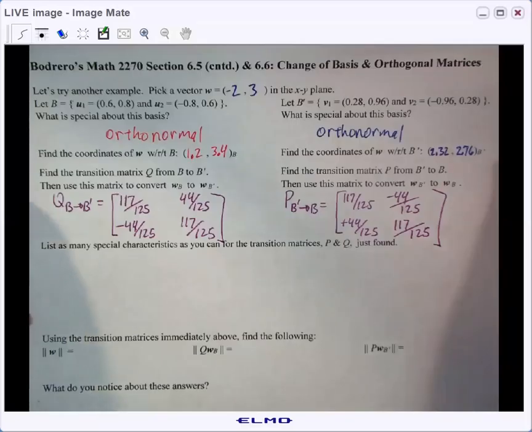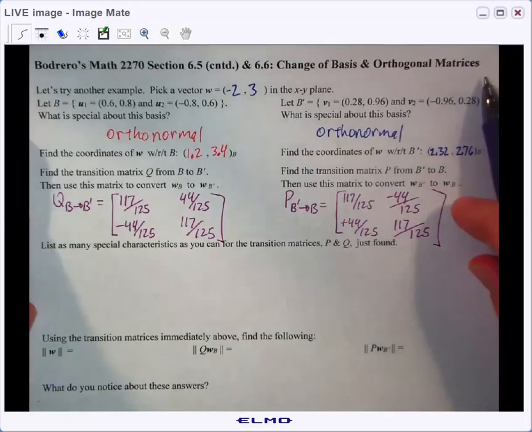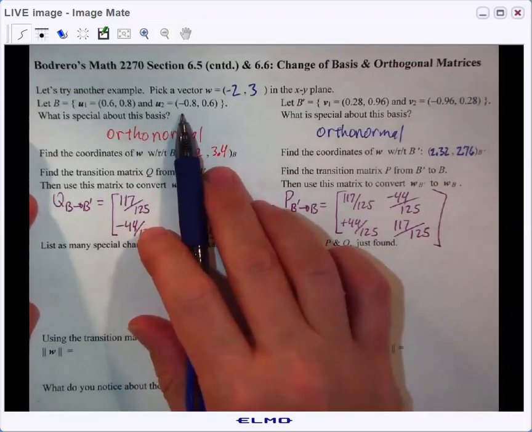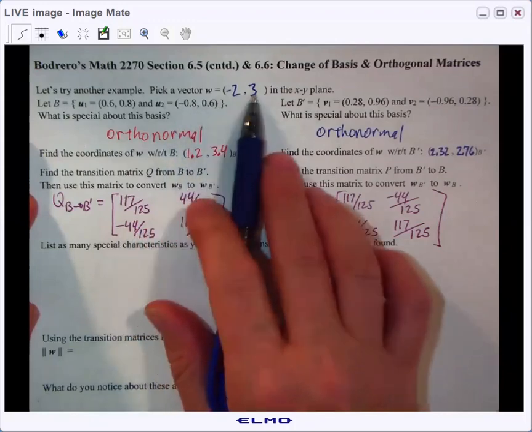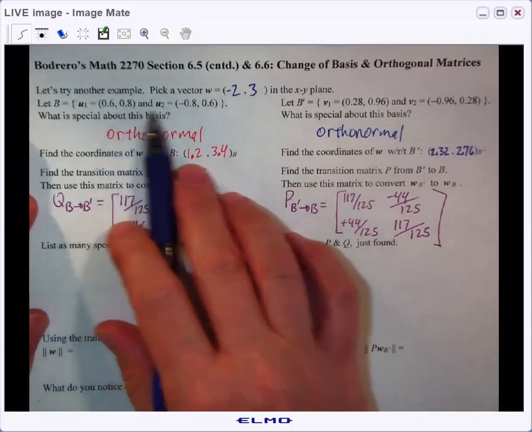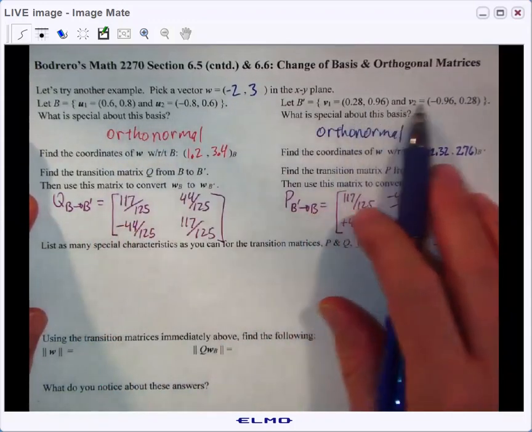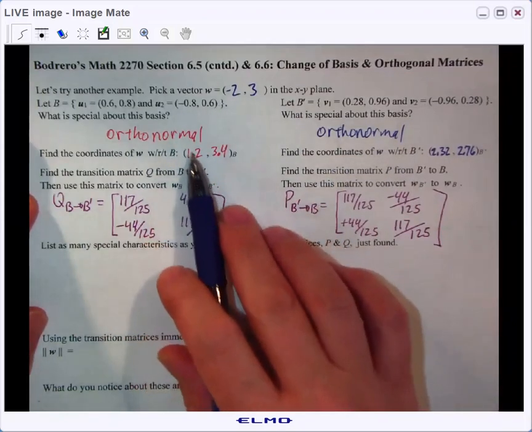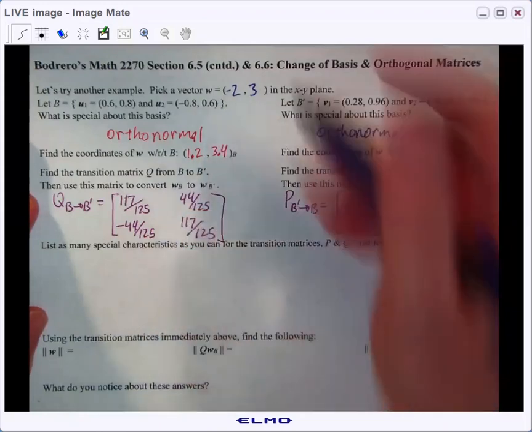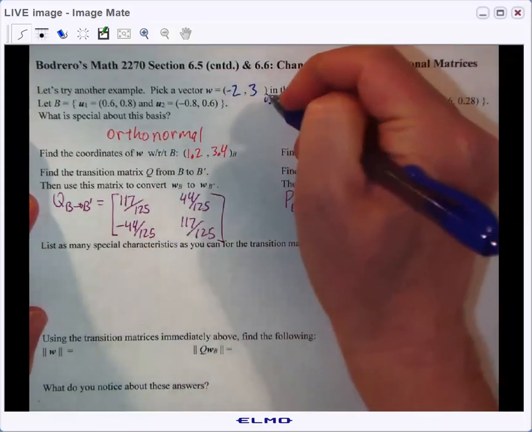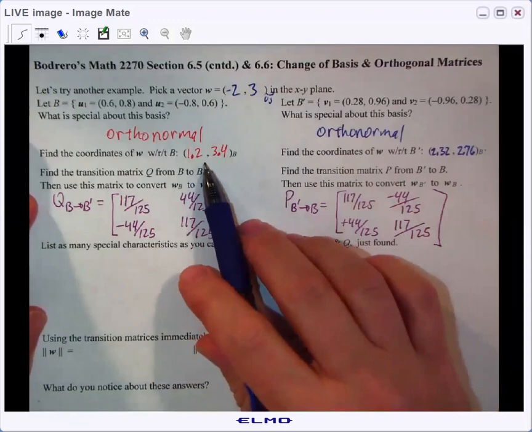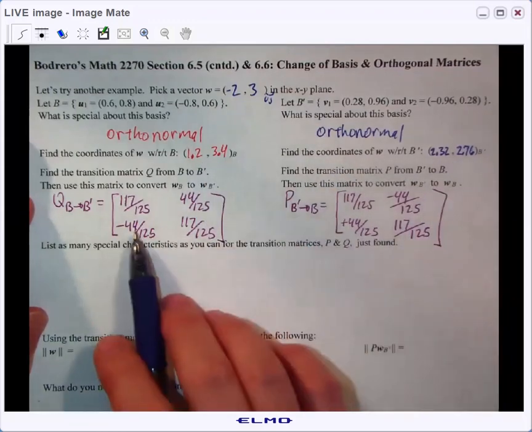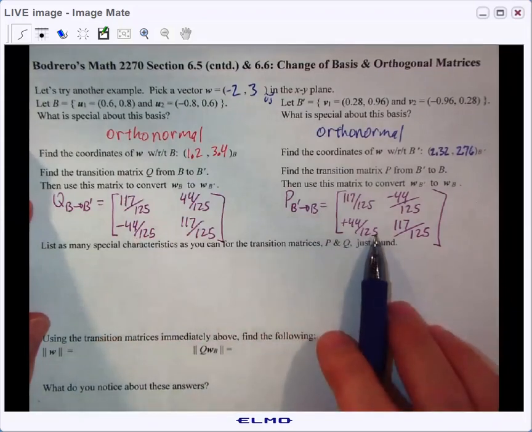Now that we've had a chance to talk about the change of basis problem and some orthonormal bases, at the end of last activity we picked a vector, and then we had this orthonormal basis B and this other orthonormal basis B prime. We were able to convert the coordinates of the vector -2, 3 with respect to the ij basis into the B basis and into the B prime basis, and we found our transition matrices as well.